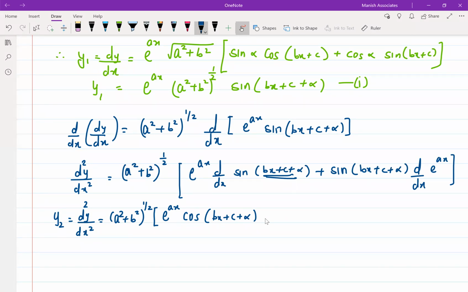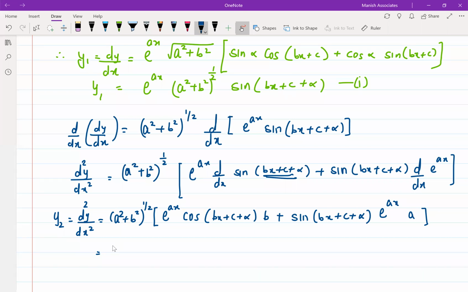Only b will remain. Why like that? Because alpha is constant, its derivative is 0. C is constant, its derivative is 0. And you are just left out with what? Come on, bx. Derivative of bx is b, plus sine of bx plus c plus alpha into derivative of e raised to ax is e raised to u, which I did in the previous step. So e raised to u into derivative of ax is a.